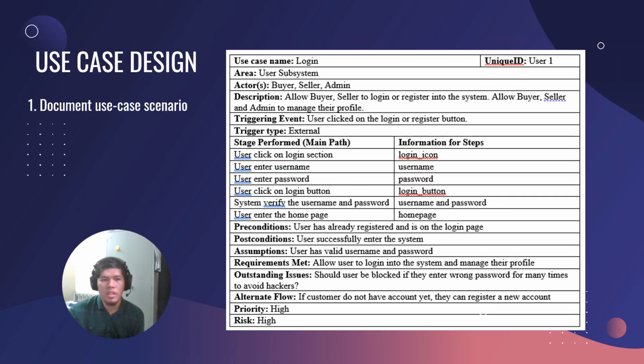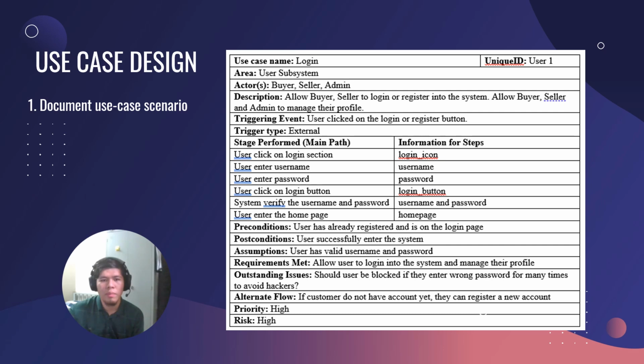Now I would like to present the use case design for the user subsystem. The actors are buyer, seller, and admin. The description is to allow buyer, seller to log in or register into the system. It also allows them plus admin to manage their profile. The triggering event is when the user clicks on the login or register button, and the trigger type is external.